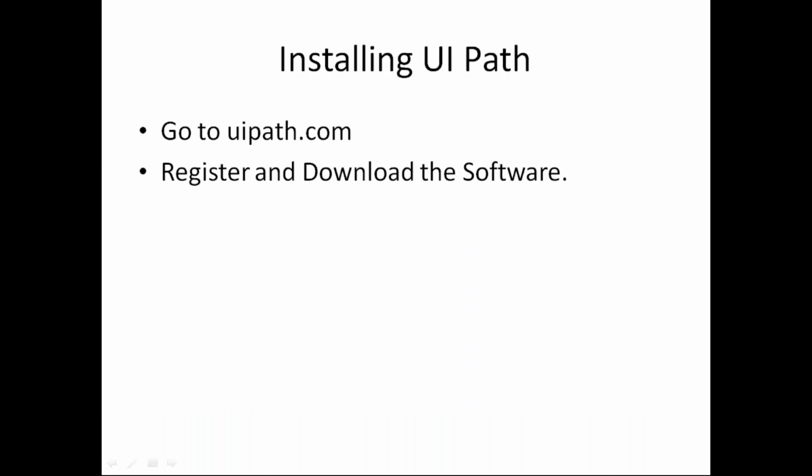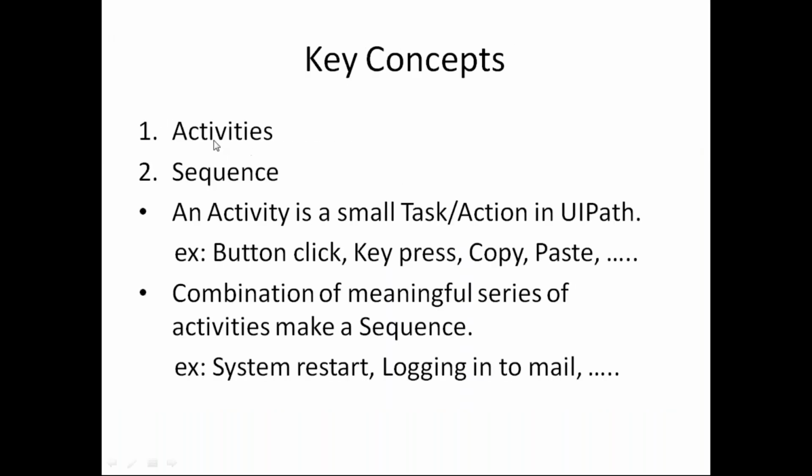Okay, so first we will discuss the key concepts. I will show you today. We will see all these things, how they look in the UiPath tool. As of now, understand that an activity is a small unit of task to be done by using one of the features available in the UiPath tool. So see here, what it is saying: an activity is a small task or an action in UiPath. That is called an activity.